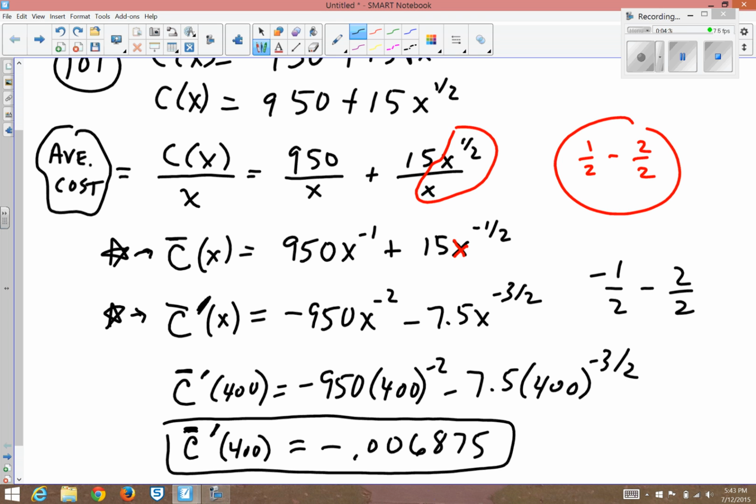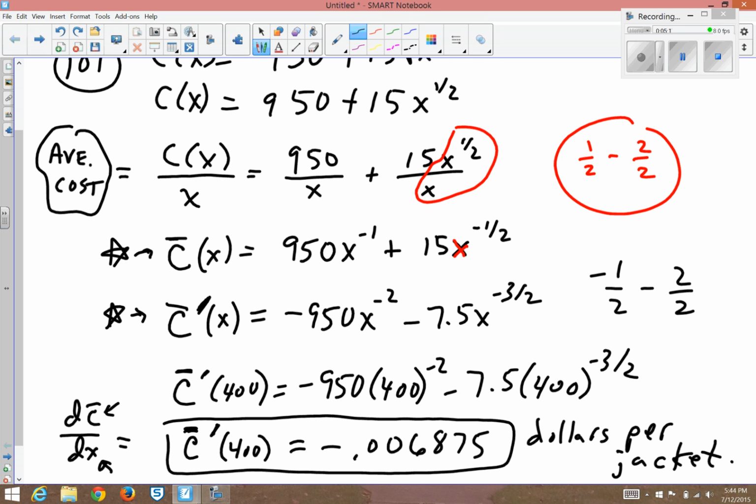So because this is the rate at which the average cost is changing, we could have used the symbol, the derivative of C bar with respect to X. Since the average cost would be measured in dollars, that's this numerator, and X is number of jackets, the label on this answer is going to be dollars per jacket. Negative 0.006875 dollars per jacket.